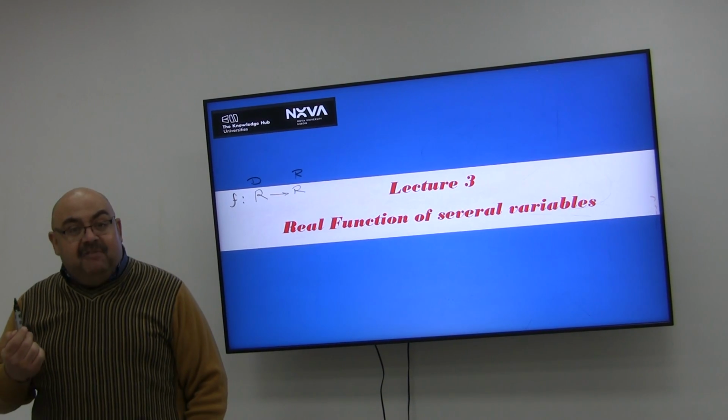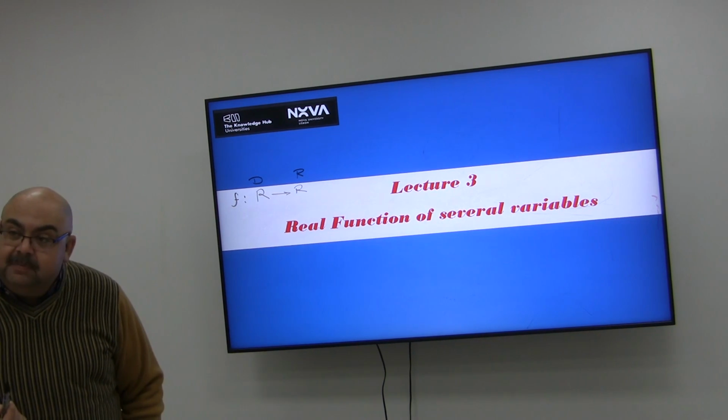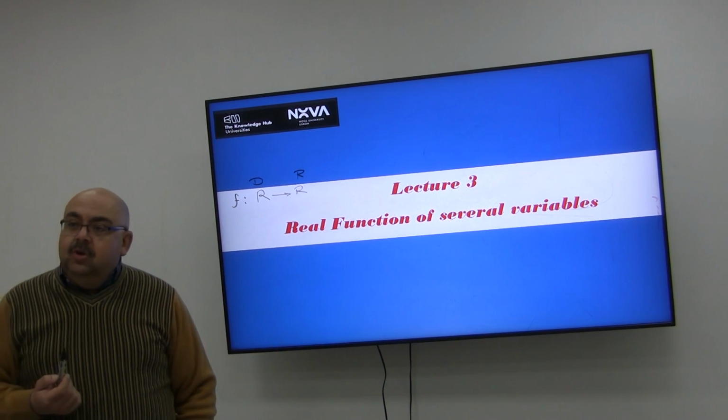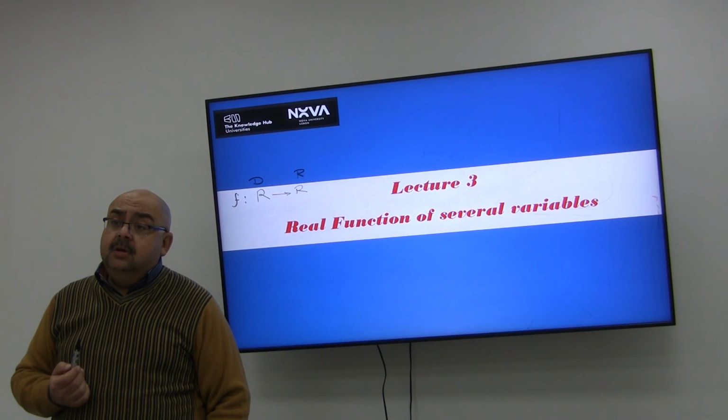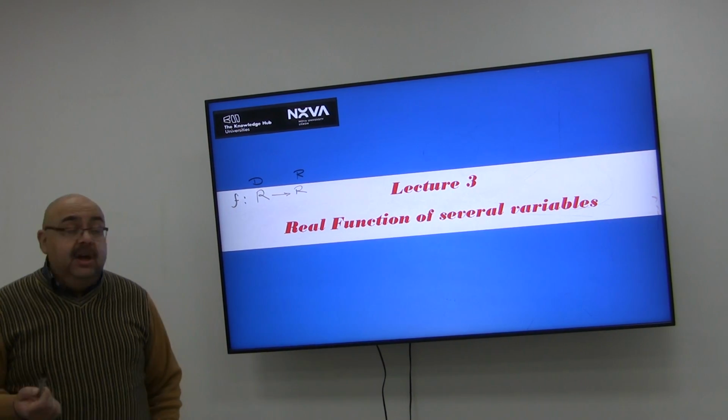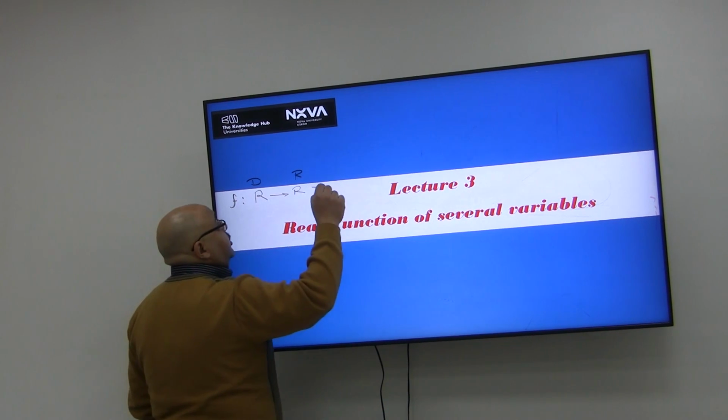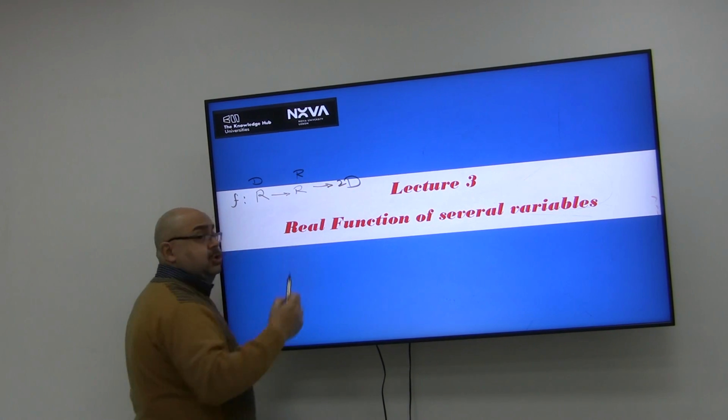This is a function. Do you think this function is in how many dimensions? From R to R? Two dimensions, yes. It has two dimensions, so actually it will be represented in two dimensions.